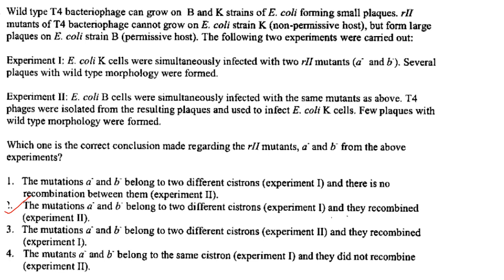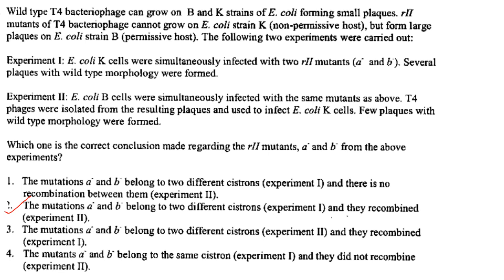So A minus will have B plus, which is unmutated, and B minus strain will have A plus, which is unmutated. Now A plus and B plus, when they came together, they complemented each other, resulting in the formation of wild type morphology. So the first experiment is due to complementation. Now experiment 2.